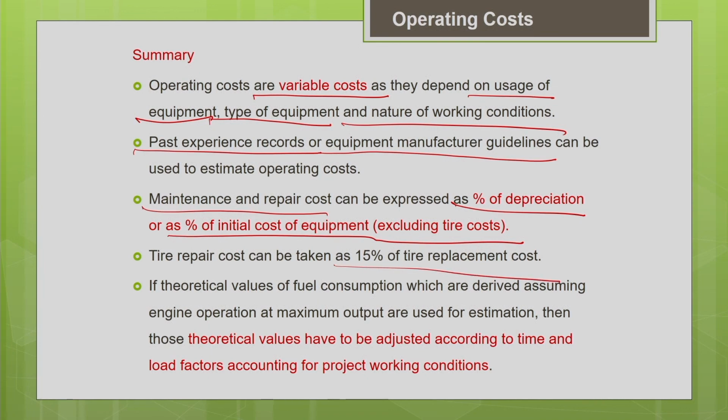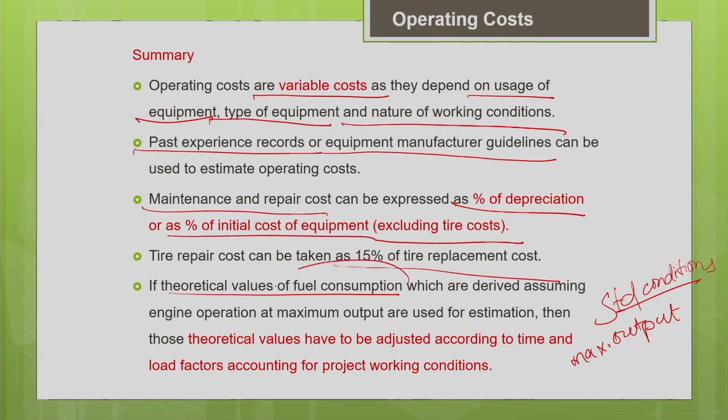Another important thing to be kept in mind is if you are going to use theoretical values of fuel consumption from some literature. For the particular type of machine, you have chosen the fuel consumption factor from a literature where it is derived based on standard conditions or maximum output rate. When the fuel consumption factors given in the literature are based on standard conditions where the machine is working at the maximum output rate, you are supposed to adjust those factors according to your project condition. How to adjust it? According to the horsepower of the machine, you have to multiply the fuel consumption factor. And also according to the time factor and load factor, which is nothing but the operating factor. So according to your operating factor, you adjust those theoretical values so that they reflect your project conditions.